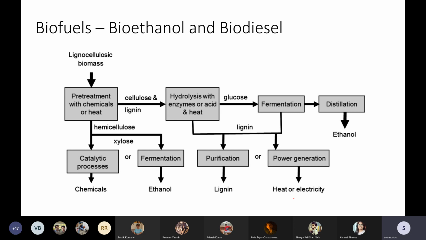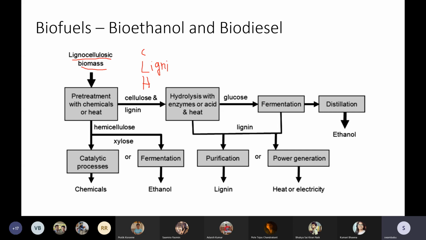Very well-known biofuels are bioethanol and biodiesel. So, how do you produce bioethanol? This slide gives you a quick process to produce bioethanol. If you take lignocellulosic biomass, which contains cellulose, lignin, and hemicellulose, this is lignin, right?